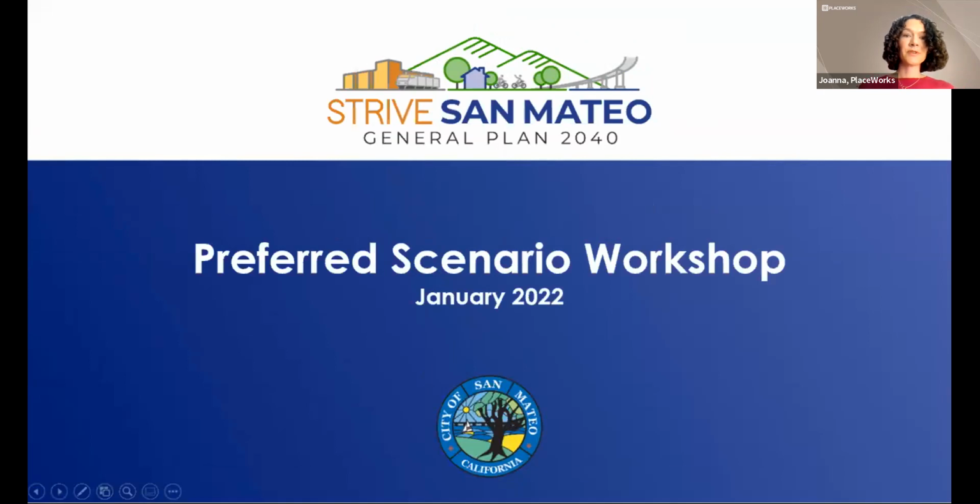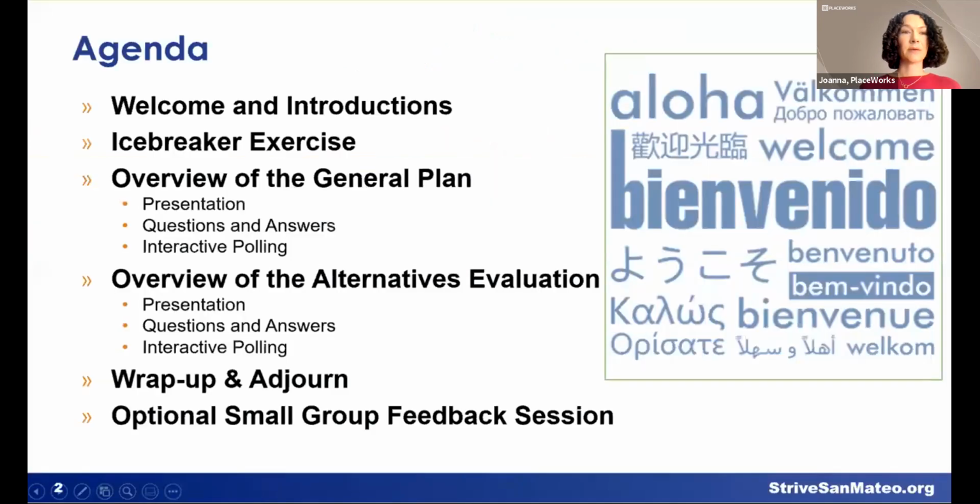You're here for the preferred scenario workshop, as Zach mentioned, and we've done our welcome and introductions and our icebreaker exercise, so we're well along. As I said, I'm going to give first an overview of the general plan and what it is. Then we're going to have some time for questions and answers and some interactive polling with you in a little bit of a different format from the one we just did. Then I'm going to give you an overview of what we call the alternatives evaluation and another chance for questions and answers and interactive polling.